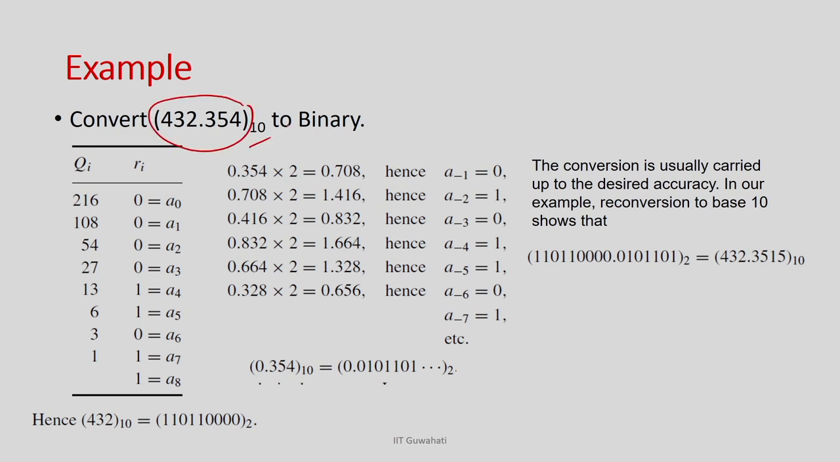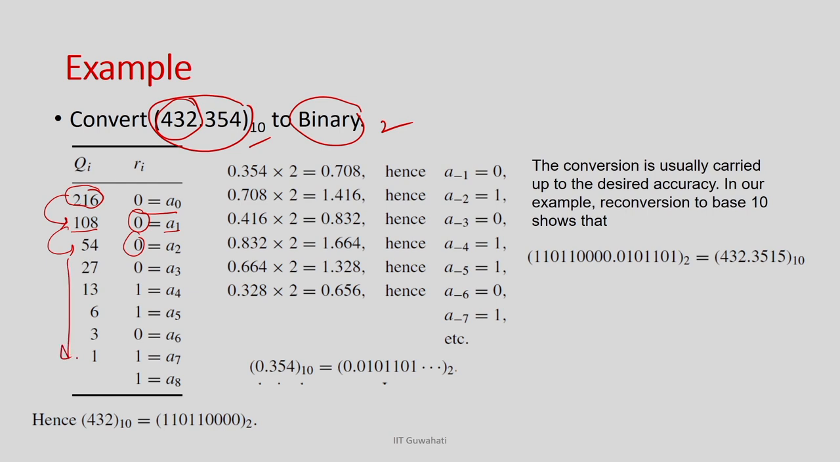So, 432.345, which is in base 10, I want to convert into binary, that means base 2. For this part, I will keep dividing by 2. So, 432, if I divide by 2, it will become 216, and the remainder is 0. Then 216, you divide by 2, you will get 108, and the remainder is 0. Then this will become 54, then 0 and so on.